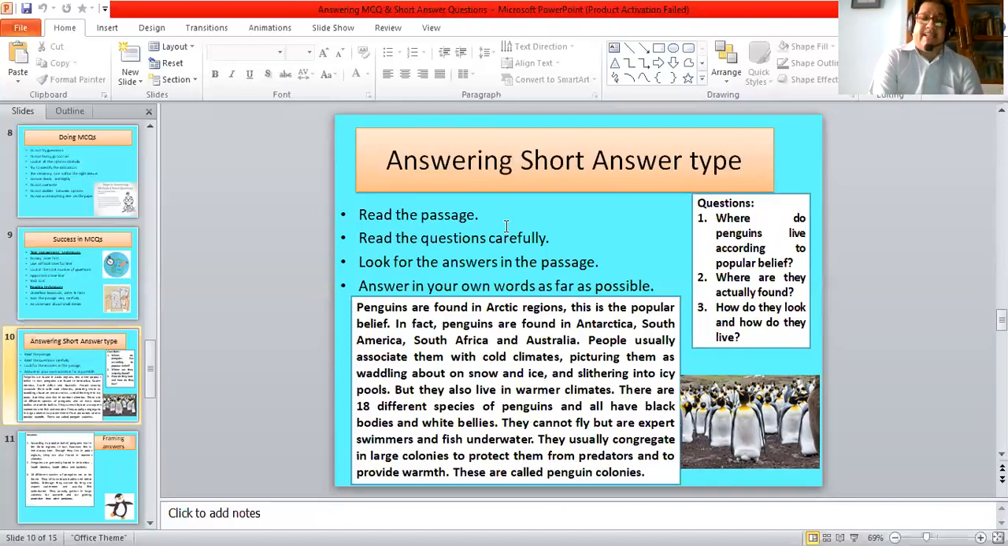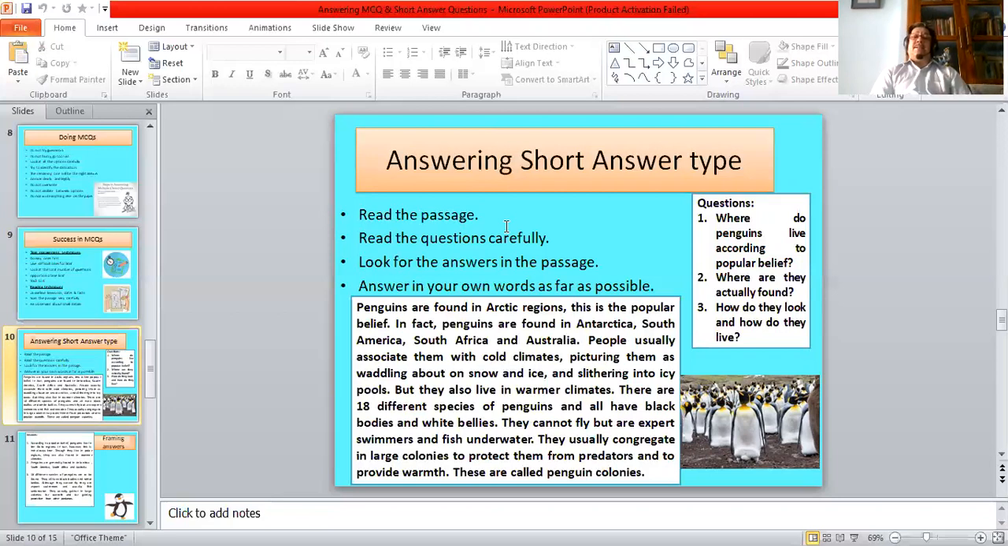So this is a very interesting and small passage about penguins, which is available for short answer type questions. If we read the short answer type questions based on this passage. Question number 1. Where do the penguins live according to popular belief? Now the second question is, where are they actually found? And the third question, how do they look and how do they live?